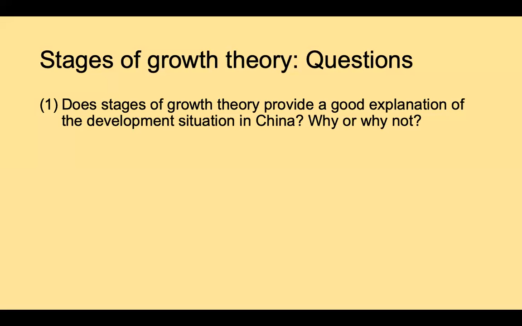And of course, the state, when it begins as a closed economy, is also the one who makes decisions about the timing of liberalization, when or how to privatize industries, under what circumstances and when to permit investment by foreign capital. These are choices made by the state. What else does the stages of growth theory explain about China? Or alternatively, are there things about the Chinese case that stages of growth theory cannot explain?